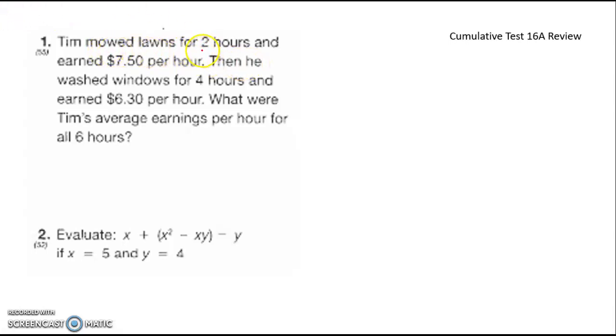Tim mowed lawns for 2 hours at $7.50 per hour. Then he washed windows for 4 hours at $6.30 per hour. What was his average earnings all 6 hours? So we know we're going to need average is equal to the sum over how many?